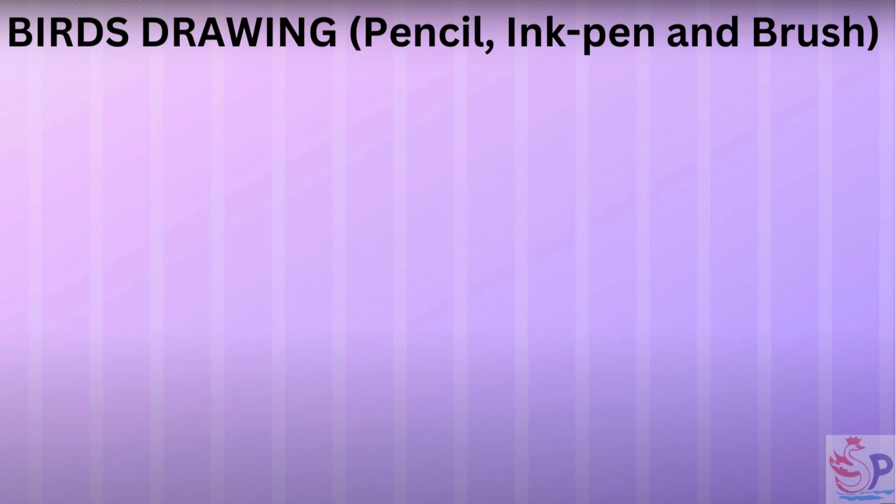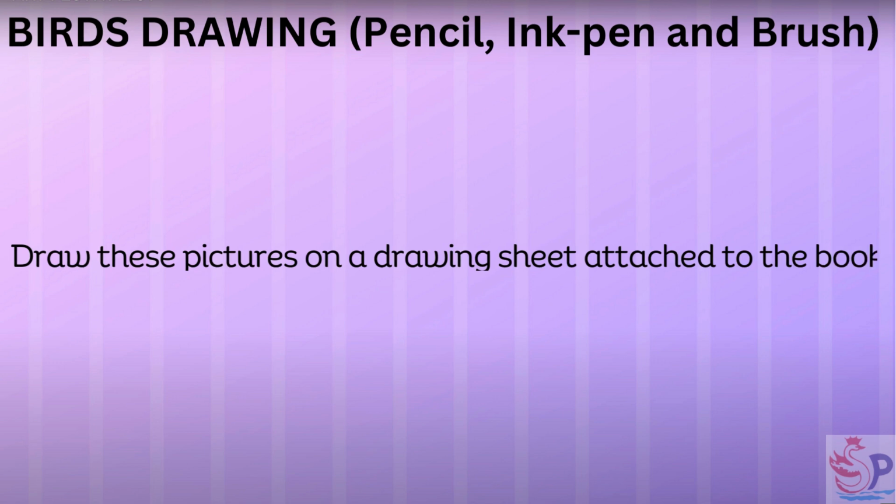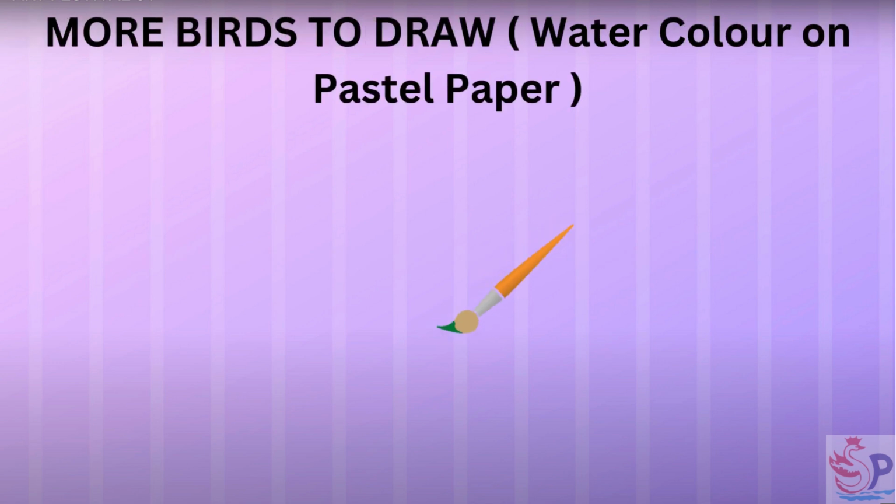You can draw any fascinating sketch with the help of pen and ink by using black lines and dots. Lines and dots generate effective texture in the picture. Note: draw these pictures on a drawing sheet attached to the book. More birds to draw. Watercolor on pastel paper.